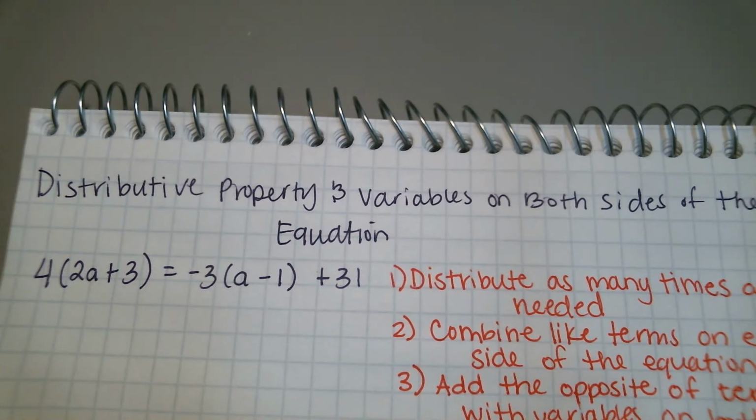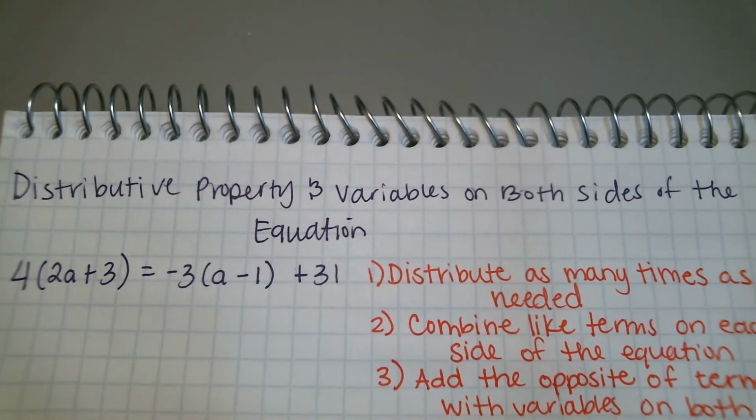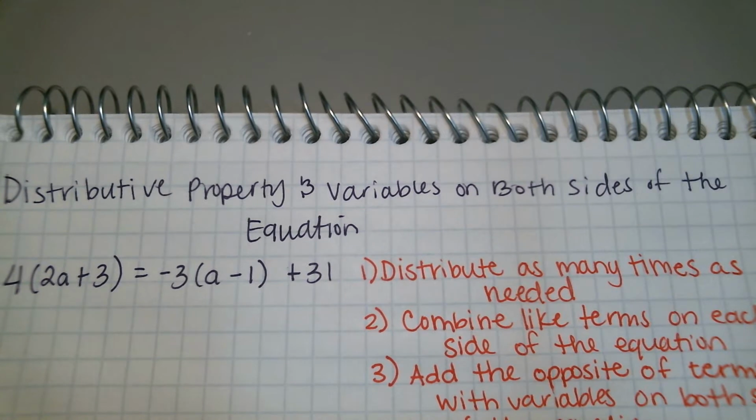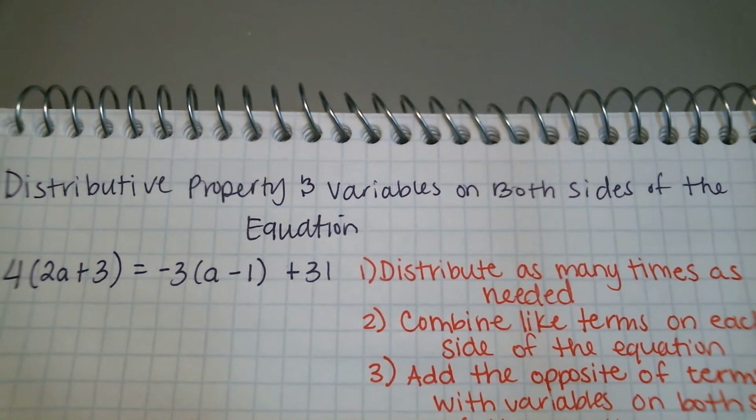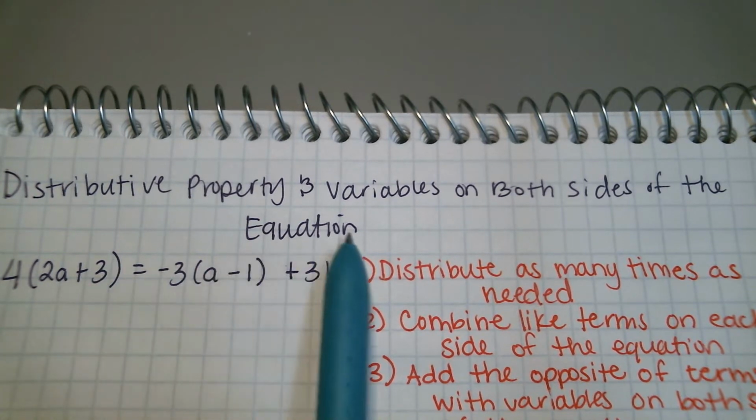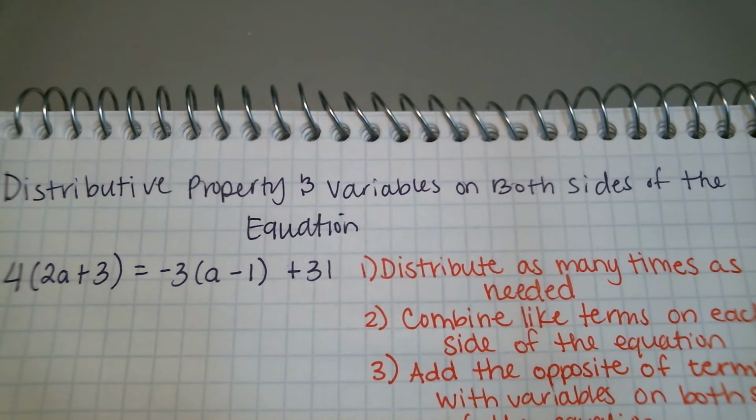All right, in this final video on our series on solving equations, we're going to put a lot of things together. So this is probably the hardest type of equation that you'll see, or most complicated, maybe not hardest, but it does have a lot of things that you have to do in order to solve. So this is distributive property and variables on both sides of the equation.